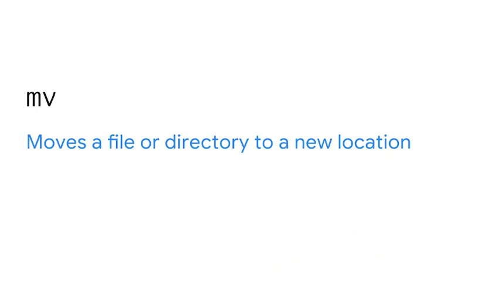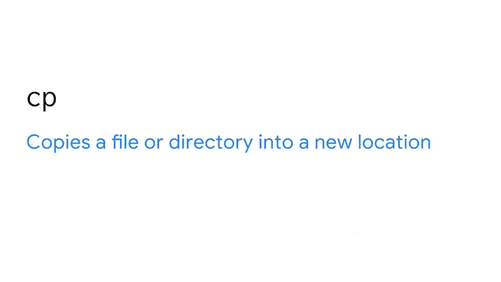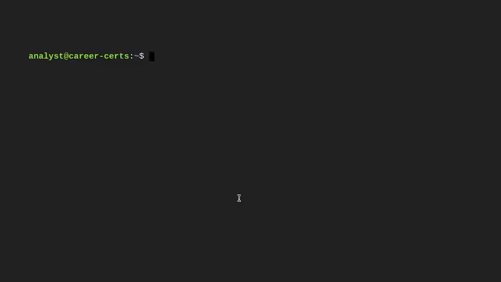Next, you'll use other commands for creating and removing files. The touch command creates a new file, and then the rm command removes or deletes a file. And last, we have our commands for copying and moving files or directories. The mv command moves a file or directory to a new location, and cp copies a file or directory into a new location. Okay, now we're ready to try out these commands. First, let's use the pwd command. And then let's display the names of the files and directories in the analyst directory with the ls command.